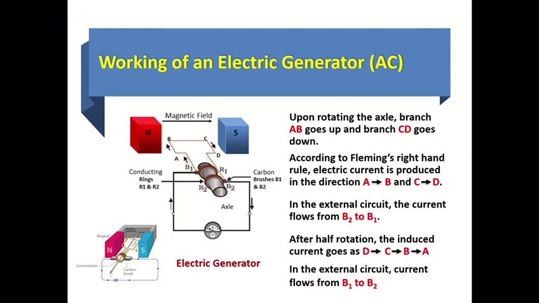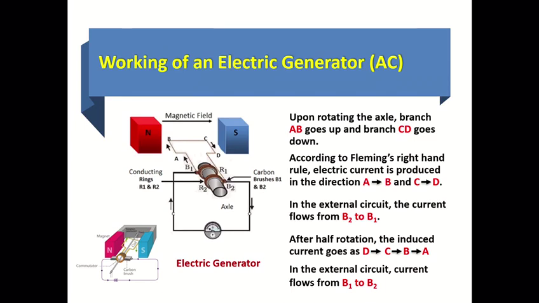Now, after half rotation, the branch AB takes the place of branch CD and the branch CD takes the position of the branch AB. Therefore, the induced current goes as DCBA. But the branch BA is always in contact with the brush B1 and branch BC in contact with B2. Hence, in the external circuit, current flows from B1 to B2, that is opposite to the previous half rotation. This repeats after every half rotation and alternating current is produced.